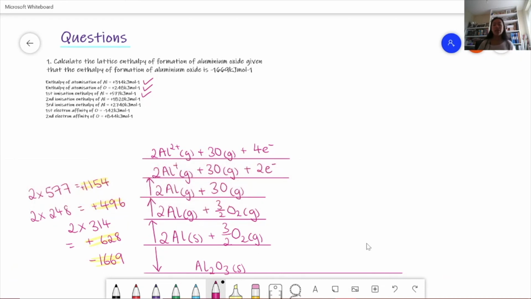So as you can see, it's really important to remember all the definitions and all of the key words from the definitions because it's really easy to get the numbers wrong. So we draw an arrow, and then we've done it with 2 Al plus ions, so that means we need 2 times the 1,820. And that comes out to be plus 3,640.